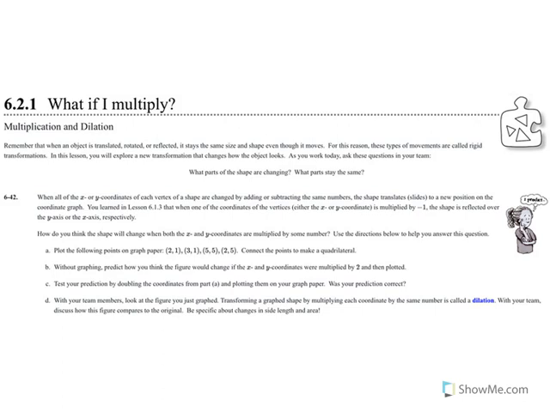As you work today, ask these questions. You don't really have your team, sorry. So just ask these to yourself. They're good questions to think about. It says, what parts of the shape are changing and what parts stay the same?